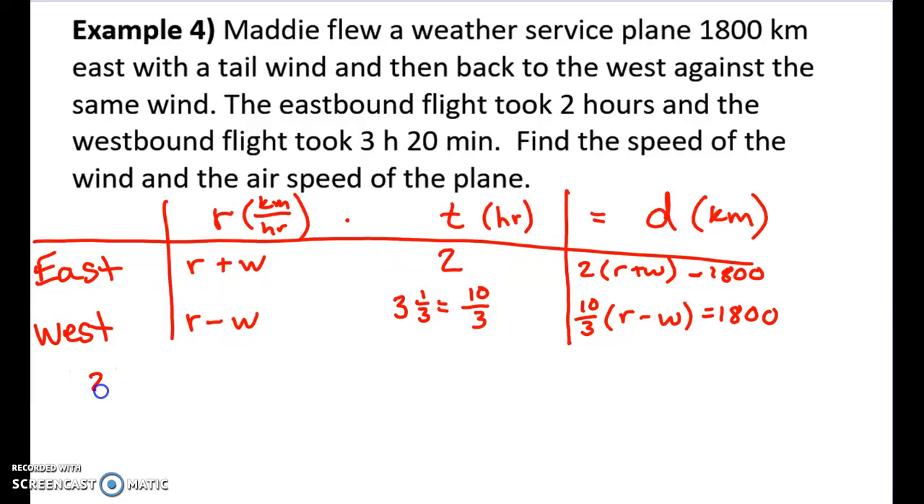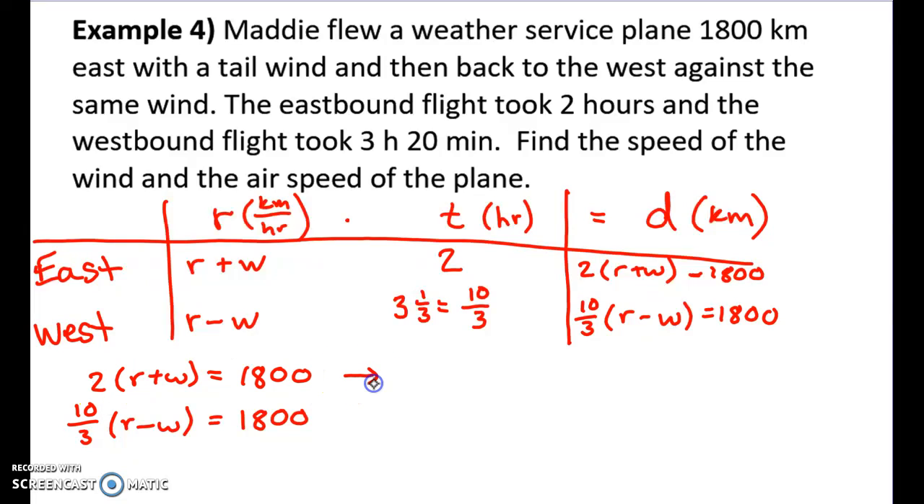So really, when I'm looking for my system, 2 times r plus w is equal to 1,800, and 10/3 times r minus w is also equal to 1,800. Now, I'm going to do something to make both of these a lot easier to work with. I'm going to divide this equation by 2 to make that r plus w is equal to 900. And this equation, I'm going to multiply both sides by 3/10 to clear the fraction, because I don't like fractions.